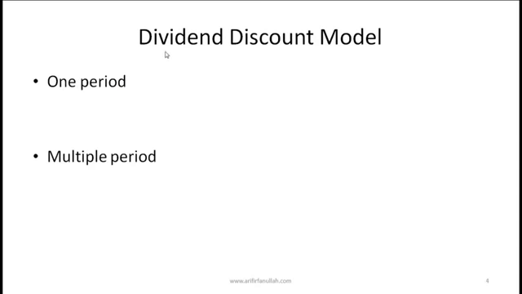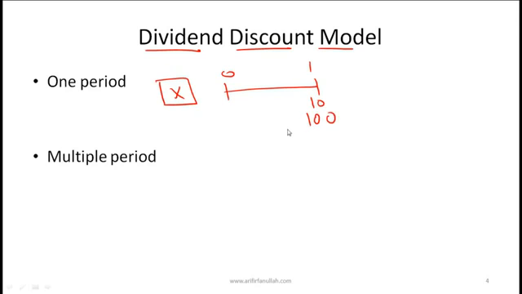Let's now talk about one of the most commonly used models, which is the dividend discount model, and we'll do several simple examples of this. Let's say that you buy a given share of stock X, and let's say that you buy it at time 0, and at time 1 you expect a dividend of 10, plus you expect to sell the share for $100 at the end of year 1, so that is this point. And let's also say that the cost of equity that you are using is equal to 10%.